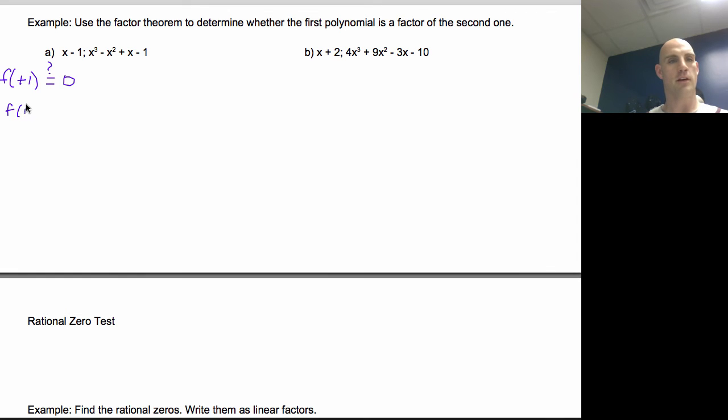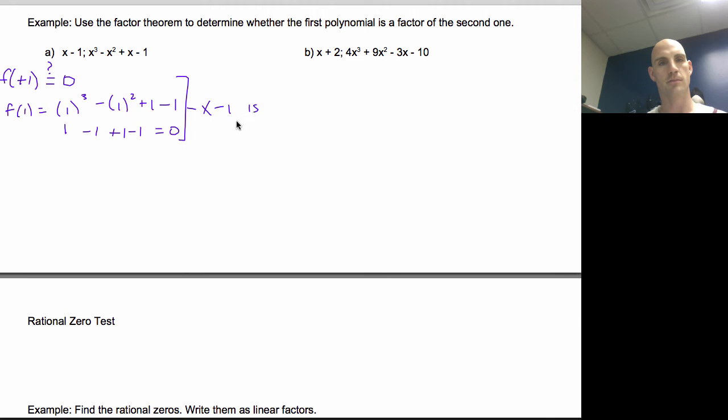So let me plug it in. F of 1 is going to equal 1 cubed minus 1 squared plus 1 minus 1. Well, this would be 1 minus 1, which is 0, plus 1 minus 1 would be equal to 0. So that means that, yes, x minus 1 is a factor.